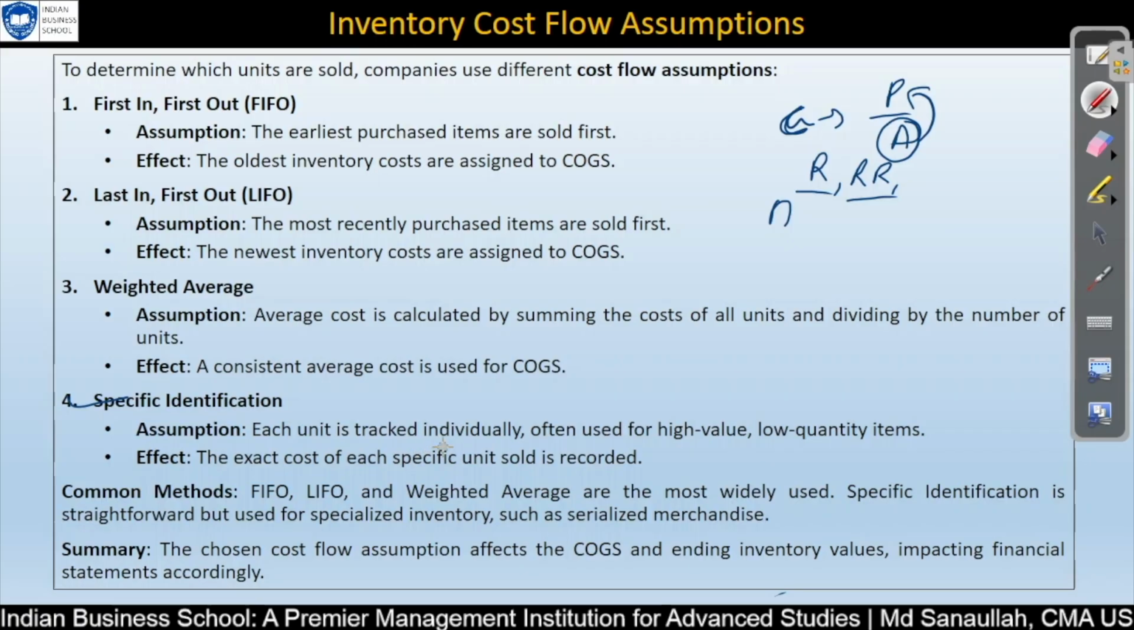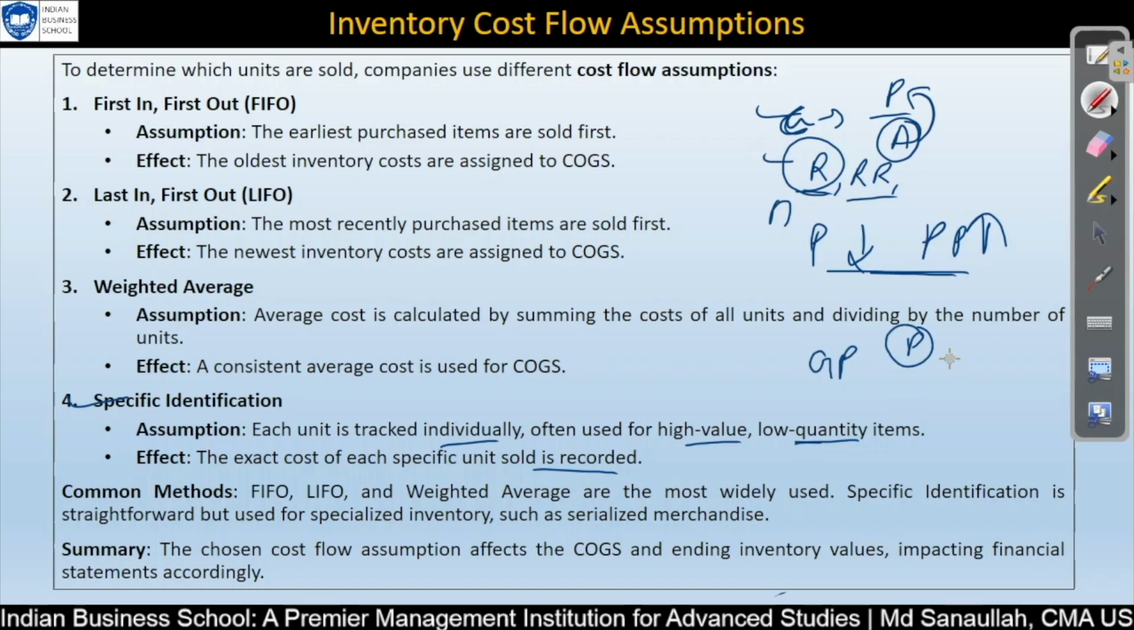Assumption: each unit is tracked individually and often used for high value, low quantity products, as I told you. So your product would be sold in very small quantity, and the price of your product would be very high. For those kinds of companies, normally jewelry and Rolls Royce and Rolex kind of companies, may use this method. The exact cost of each specific unit sold is recorded, so your gross profit for a particular product would be exactly correct.